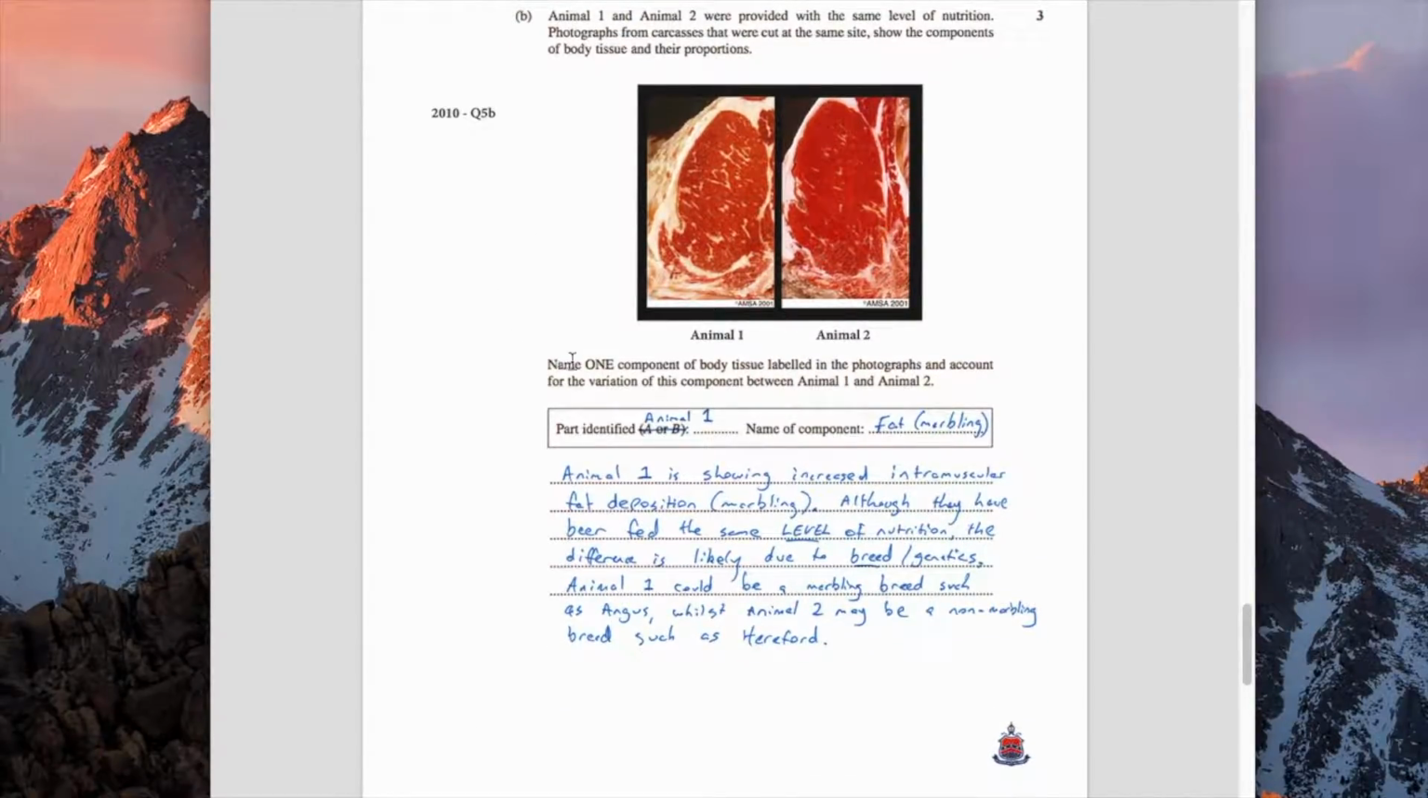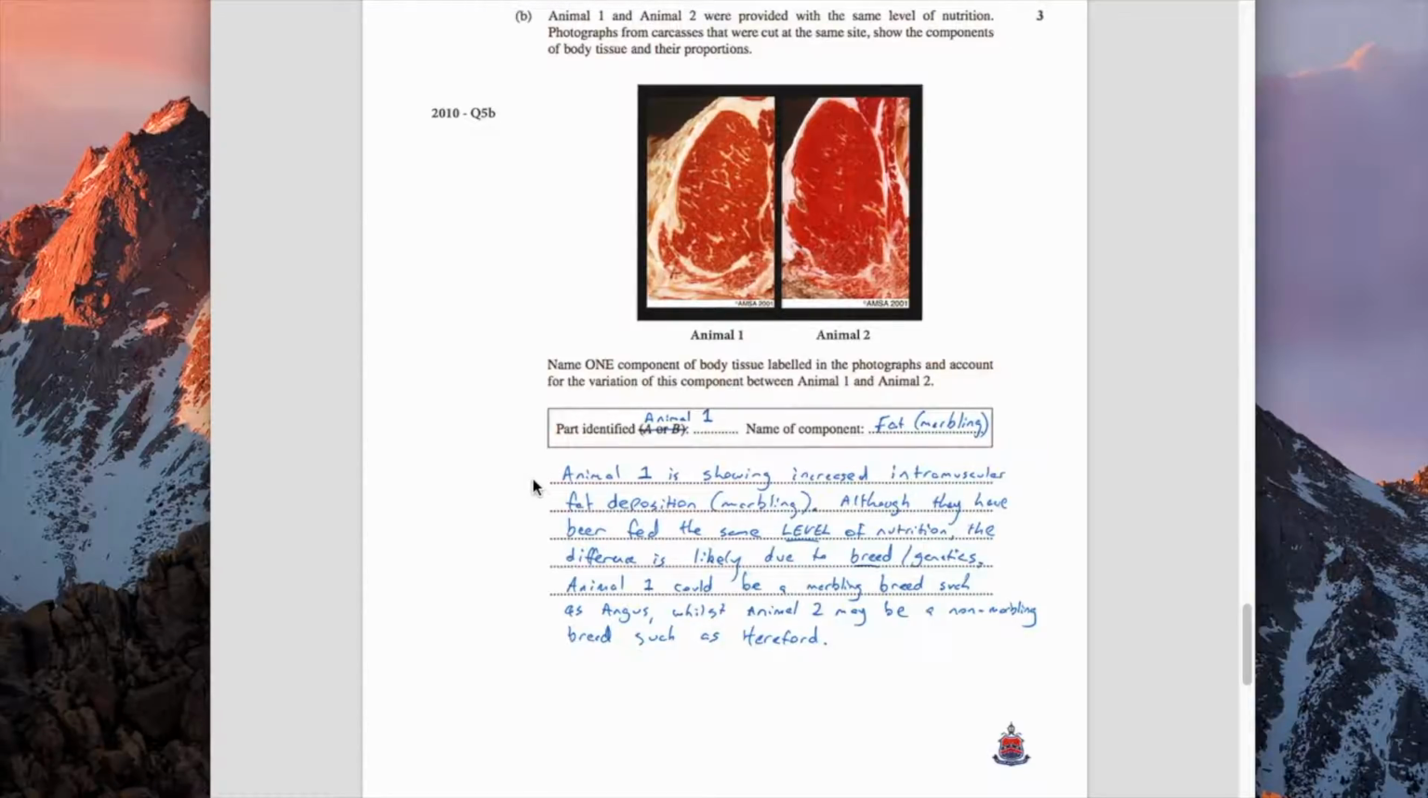Okay, so name one component of the body tissue labelled in the photographs and account for the variation of this component between animal 1 and 2. Now, the one we're going to look at here is fat, because we can see muscle, but the one that we can see is very different is fat. So fat, and particularly marbling in the middle of the meat here. So we need to account for why there is variation.